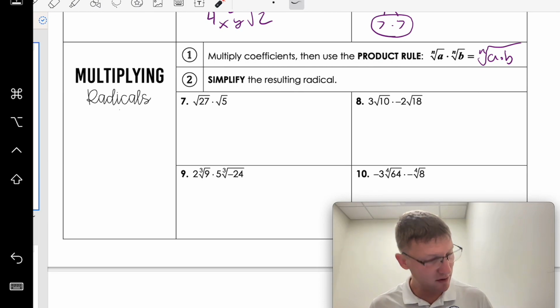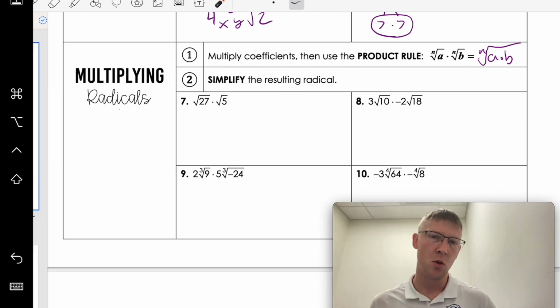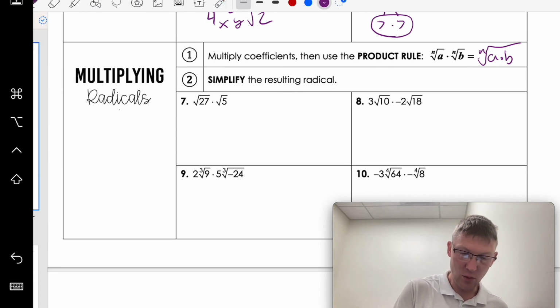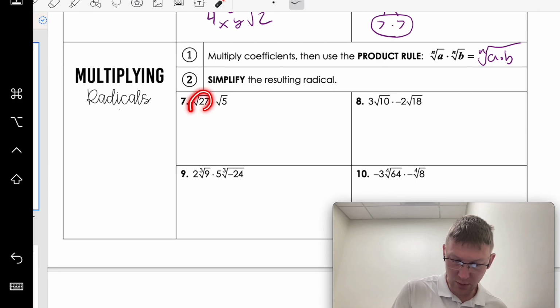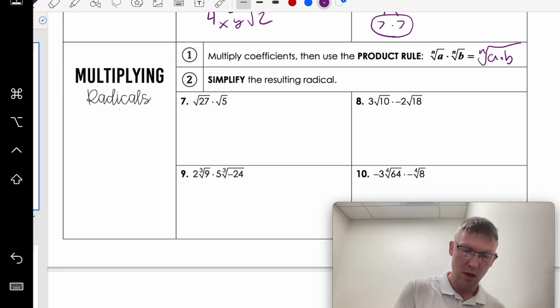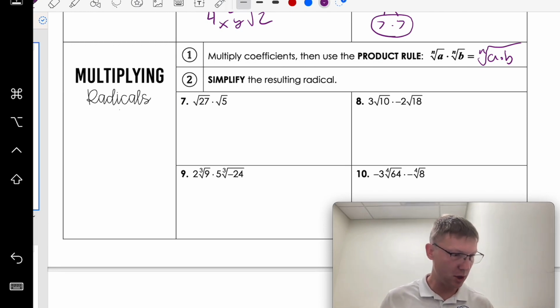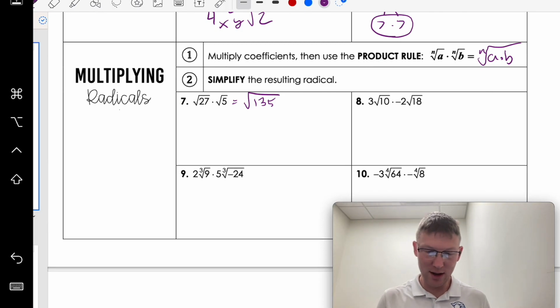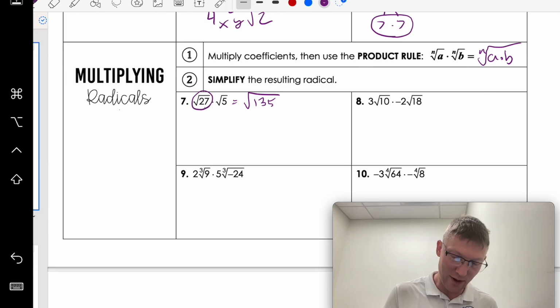So we look at this one right here. We could simplify it first, or we could multiply it first and then simplify. It actually doesn't matter. And so what I mean by simplify, so hopefully you recognize that this is 9 times 3. 9 is a perfect square. You can pull the 3 out if you want. Or you can just go all the way through. 27 times 5. So that's going to be equal to square root of 135. And now that I think about it, I think it would have been easier to simplify this first.